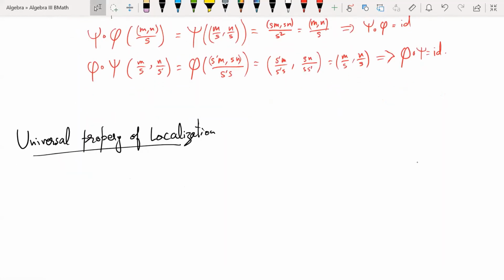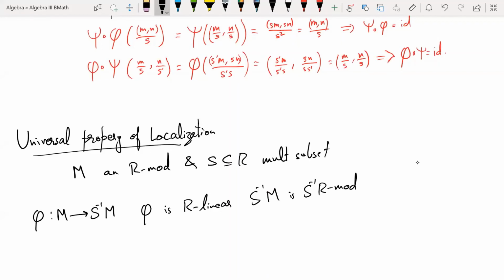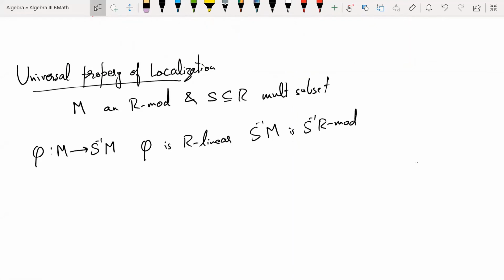So what do we have? M an R module and S contained in R a multiplicative subset. Then we get an object S inverse M. We also have a natural map, let's call it phi, from M to S inverse M. Phi is R linear, and S inverse M is an S inverse R module. Let's see if we can cook up some universal property for S inverse M.